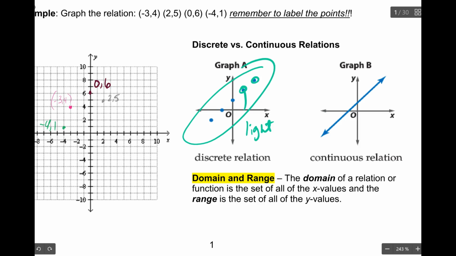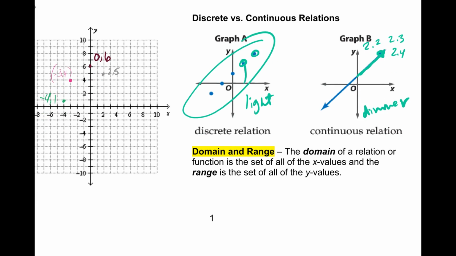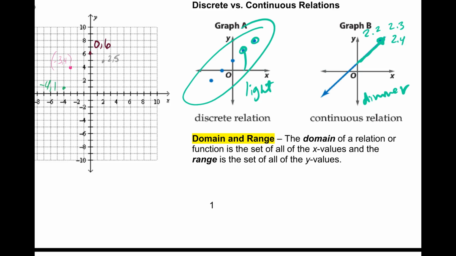Graph B is like when you go to a store and try to buy something by weight, like some oregano by the gram. You can have 2.2, 2.3, 2.4 ounces. It's a whole continuous spectrum. You don't have to go in whole numbers. You can take 2.001 ounces and you still have to pay for the 0.001. I also think of this as a dimmer switch. It's not just off and on, but there's a wide range of light. You can get brighter and brighter until it's completely on. Just remember domain and range: domain is all the X and range is all the Y.